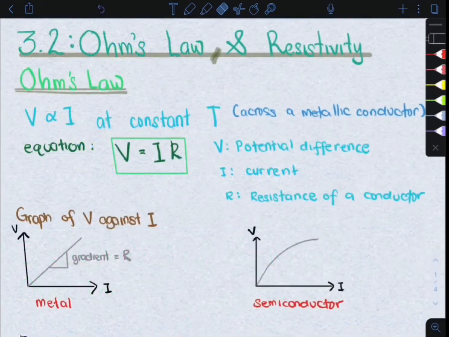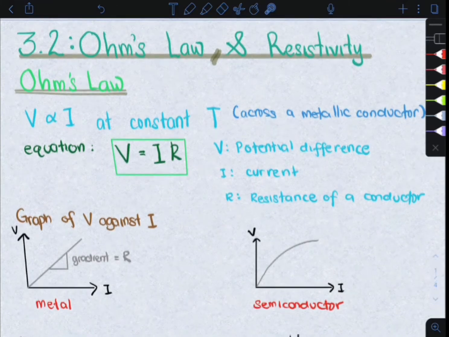Okay, next we're going to continue with our next subtopic, 3.2, Ohm's Law and resistivity. The first thing here is the Ohm's Law. According to Ohm's Law, the V is directly proportional to I at constant temperature. However, this is only valid for metallic conductor, where mathematically V is equals to IR, where V is the potential difference, I is the current, and R is the resistance of the conductor.